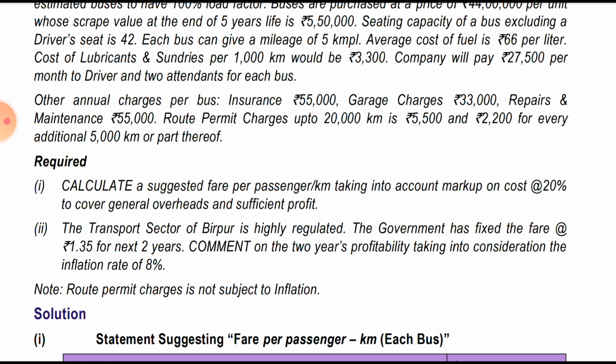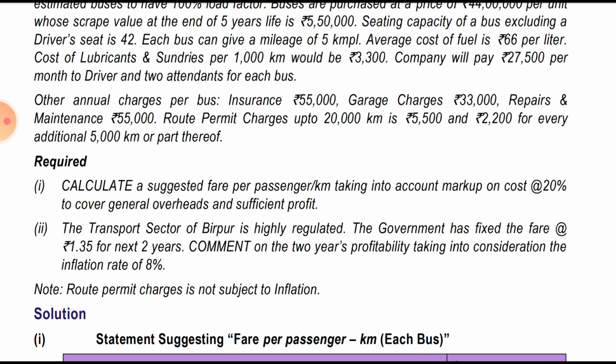Taking into account the markup on cost at the rate of 20% to cover the general overheads and sufficient profit. They have not said anything else, they have just said suggest the fare price. So we need to calculate the fare price per kilometer per passenger, taking into account the cost, and the profit will be cost plus 20% to cover the general overheads and sufficient profit.